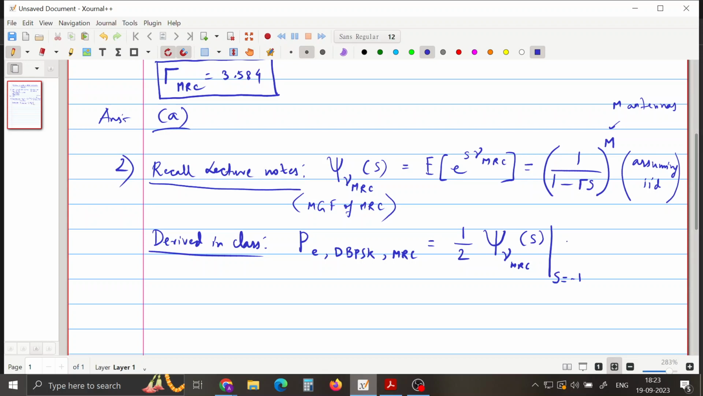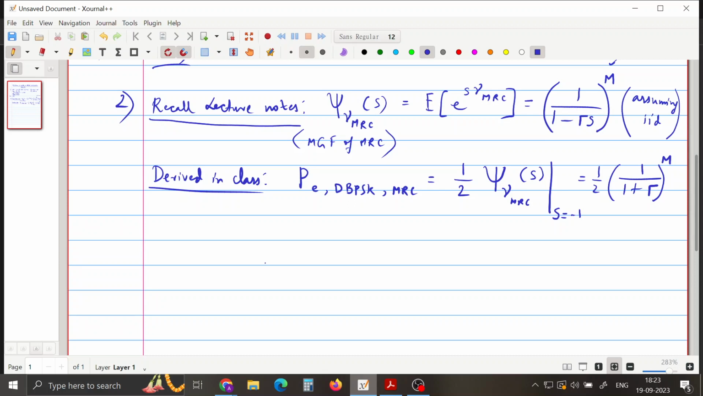Okay, so basically you substitute s equals to -1 in the above formula. So what you get here is half times 1 by 1 plus gamma whole to the power m, correct? If I put s equals to -1 in the above formula, I simply get 1 by 1 plus gamma whole to the power m, and the factor of half is there outside. So this is the general form for M antennas.